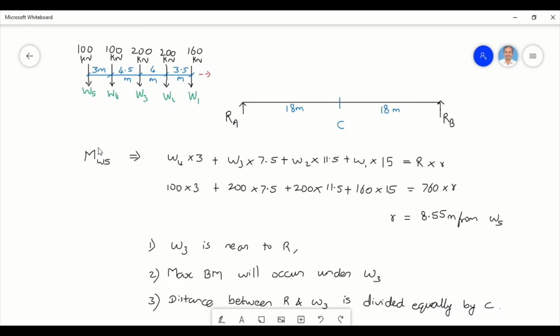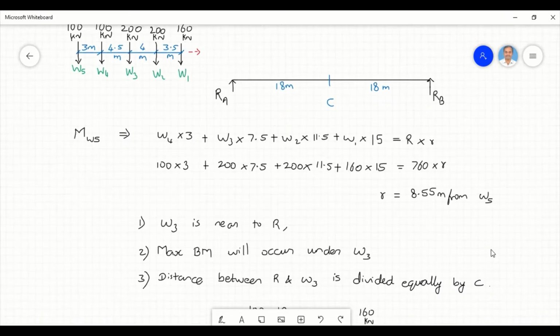For that, first we need to estimate the value of the resultant as well as its location from some reference. The total resultant of this force will be just the sum of these forces, which is 760 kilonewtons, and it will act at some distance from some reference. We will keep W5 as our reference. We will take moment about W5. So the moment due to all these loads about W5 must be same as the moment due to the resultant about this W5. So from that we can calculate R, which is nothing but the distance of this resultant from W5.